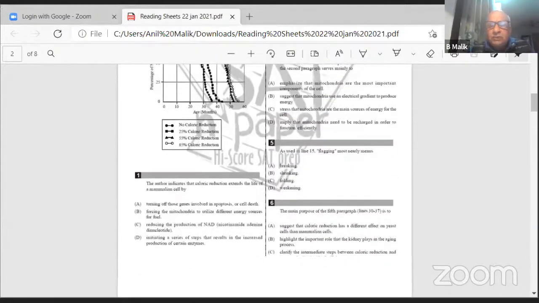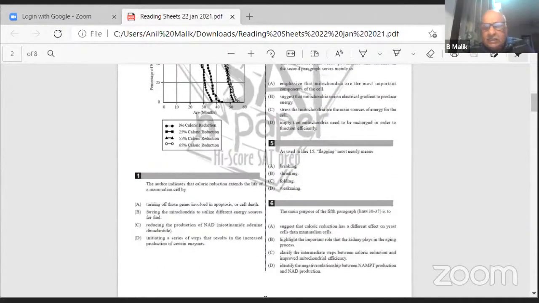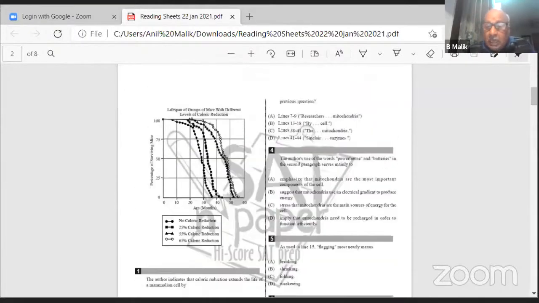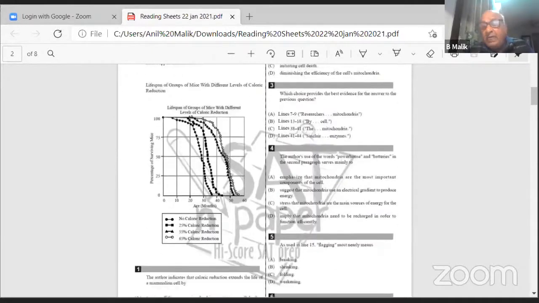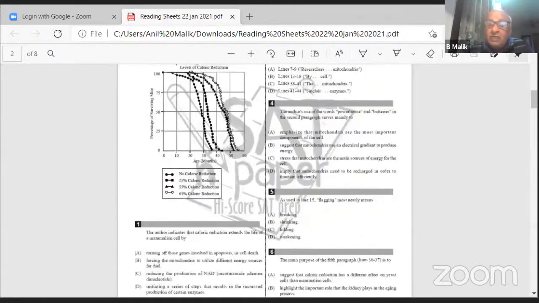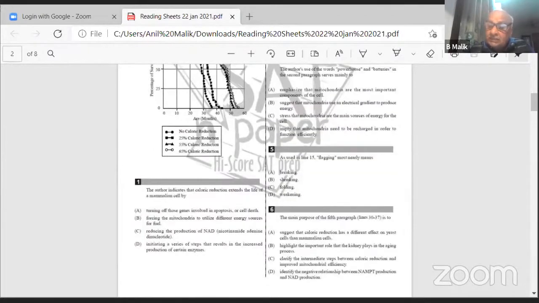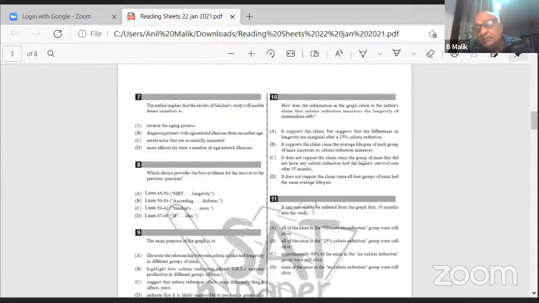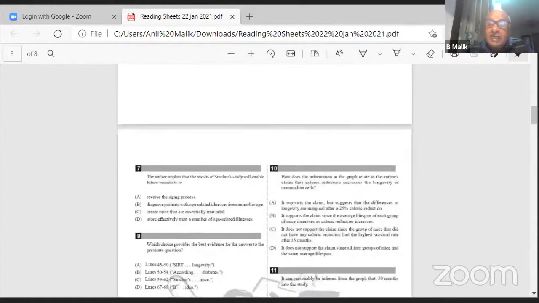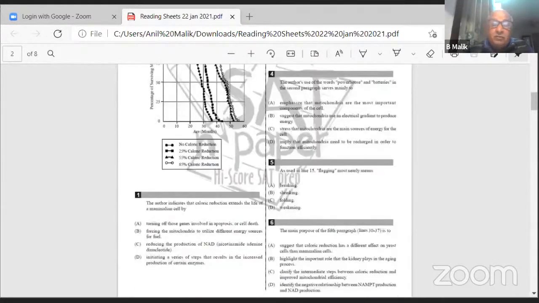The first question is that the author indicates that calorie reduction extends the life of a mammalian cell by some system, right? So I need to go and find the answer to this question, which I will go and find. I read the other questions, sir. And when I read question two, I know that I have to take the answer for question two from question three because the lines are referred to in question three. For doing question four, I have to read the second para. For question five, I have to read the 15th line. For question six, I have to read the fifth para. For questions seven and eight, I again have a set of lines which I must read to get the answer. And questions 9, 10, and 11 pertain to this little graph on the side.